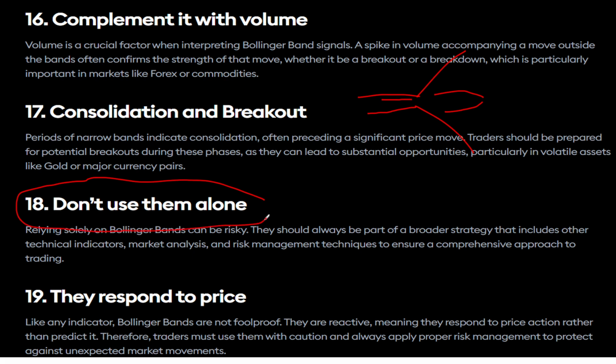Don't use them alone. Bollinger Bands cannot be used in isolation. The best indicator, which John Bollinger says, goes with momentum. You take either RSI or MACD. They respond to price. Obviously, if you go to the formula, Bollinger Band is a lagging indicator. It is nothing but a function of price with the aid of volatility.